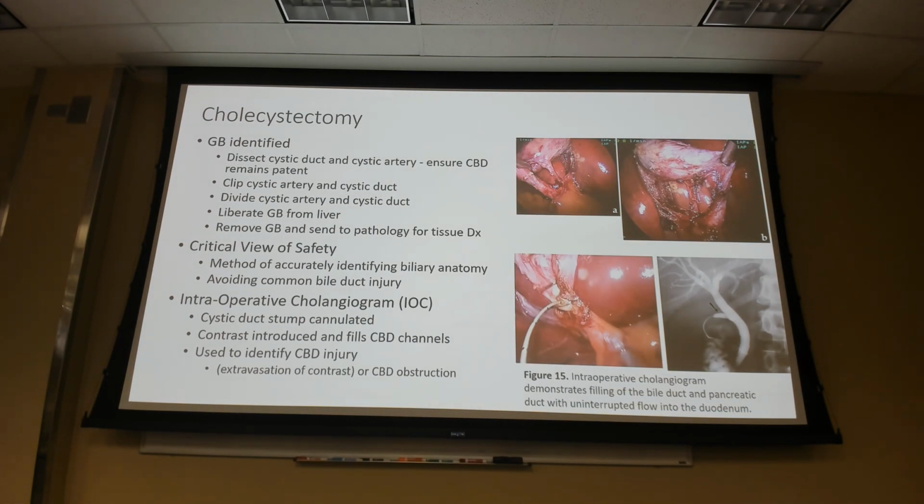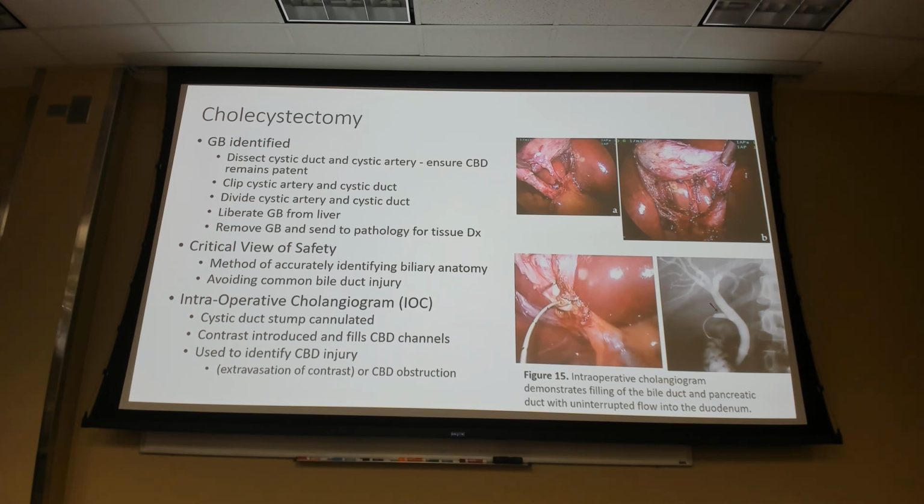So, I won't get too in the weeds in the procedure. The important part to remember is we have a critical view of safety that we like to refer to when we're doing this. That helps us identify everything that we're going to need to dissect when we're in there. The things we worry about are all those other structures in there, especially our CBD. We've got all of our vasculature in there, so we want to make sure we're not injuring any of those while we're doing the procedure.